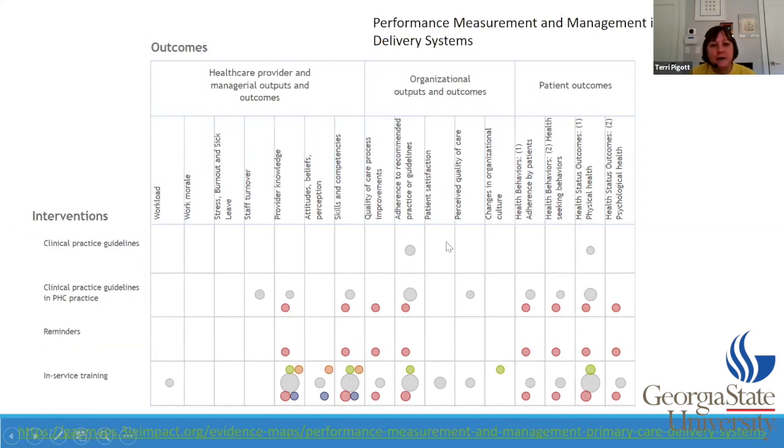Each column is an outcome. The gray dots represent, in size, the number of studies that have been done, say, on clinical practice guidelines and adherence to recommended practices. The colored dots are the number of systematic reviews. This gives us a visual picture of where the literature is and where we might need some more primary studies. And there is a link at the bottom here for looking at that particular map.